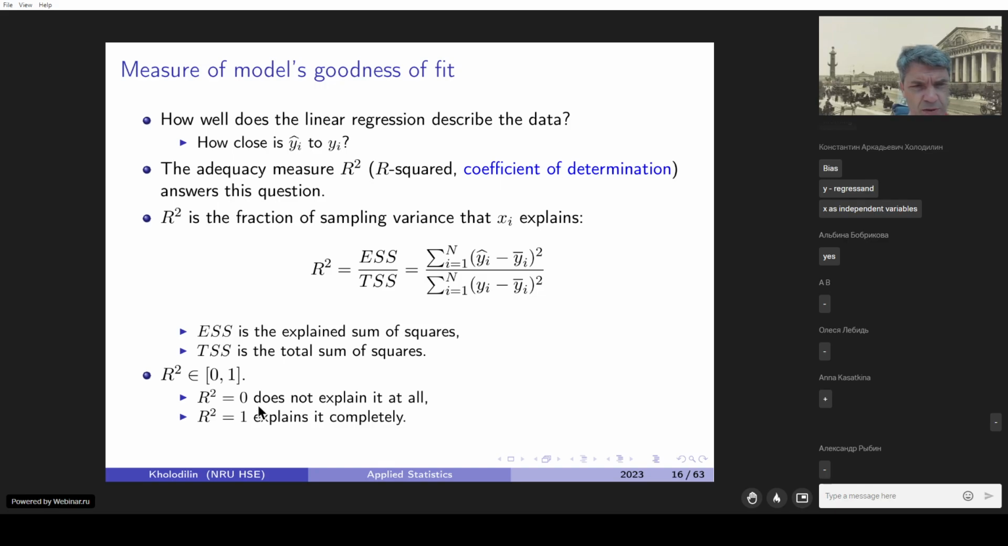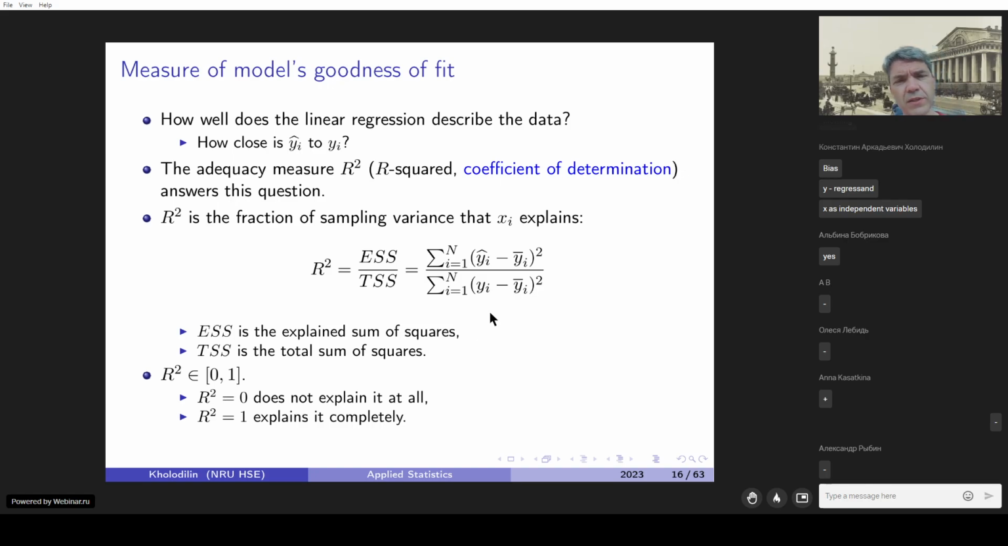Okay, I already told you that it's a positive value. Well, you will see that there's an adjusted measure of R squared that can be negative, but R squared cannot be negative. It can only be between 0 and 1.